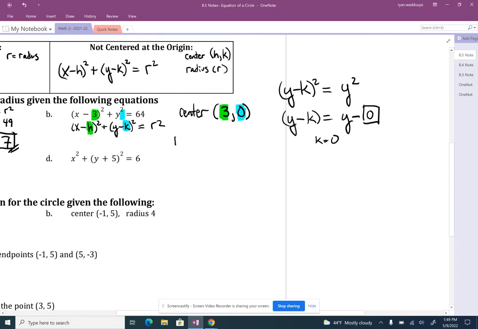And then the radius: if r squared equals 64, then r equals 8, because 8 squared is 64.